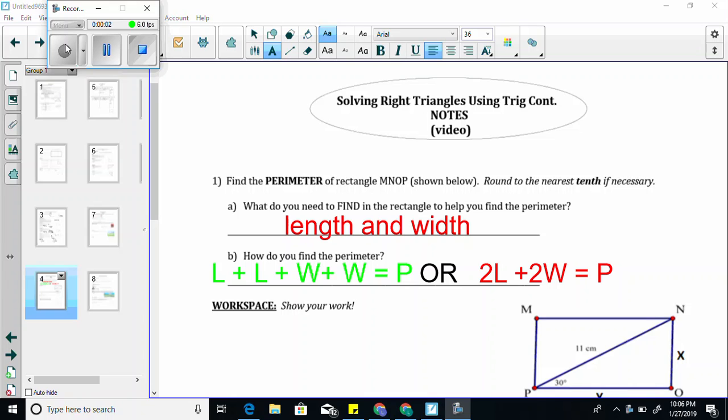Welcome to a continuation of solving right triangles using trig, page 4 of Unit 7 notes. Here we have two examples.